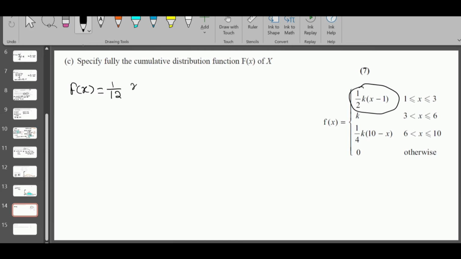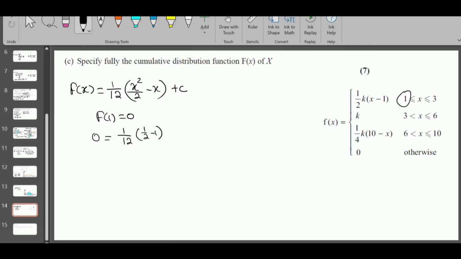X becomes x square over 2 minus x plus c. The lower limit is 1, so I can apply the condition F of 1 is 0. So 0 is 1 over 12 times half minus 1. That's minus half minus 1 over 24. So c is positive 1 over 24. So that's the first F of x: 1 over 12 times x square over 2 minus x plus 1 over 24.